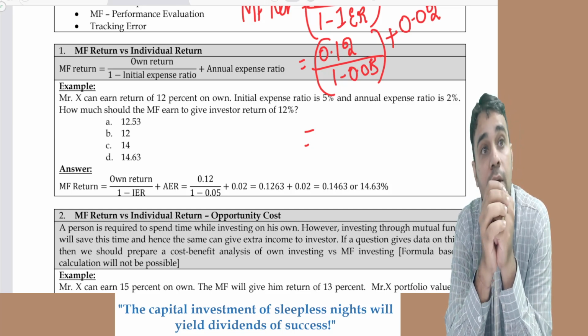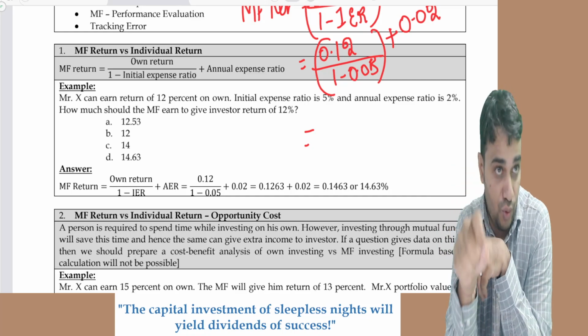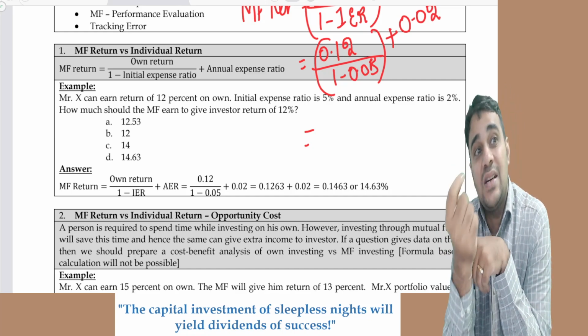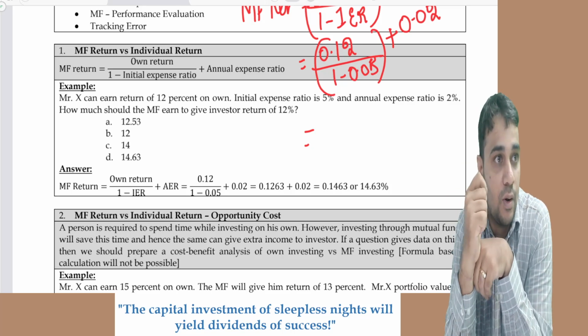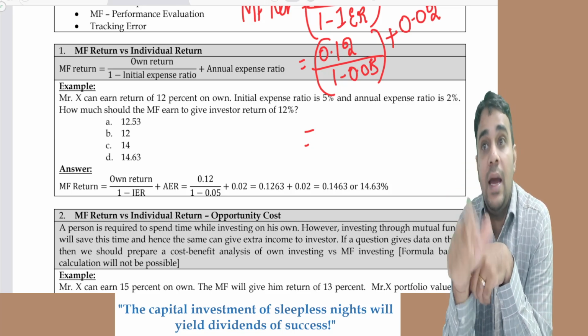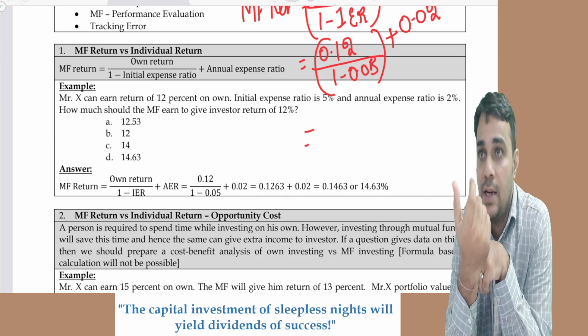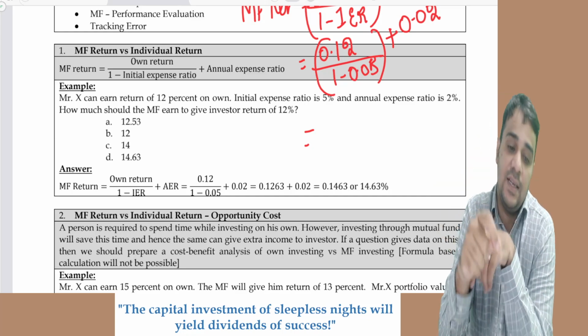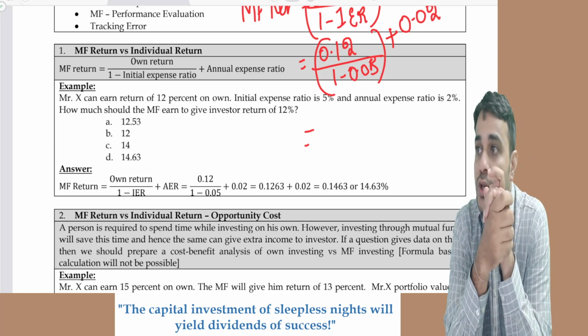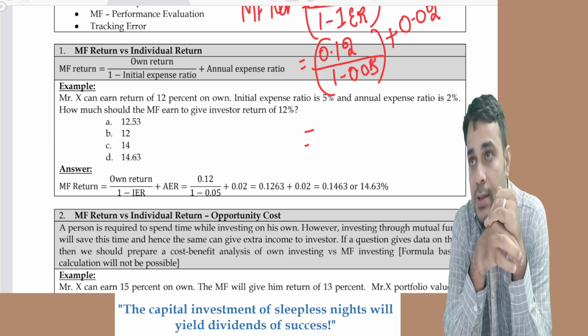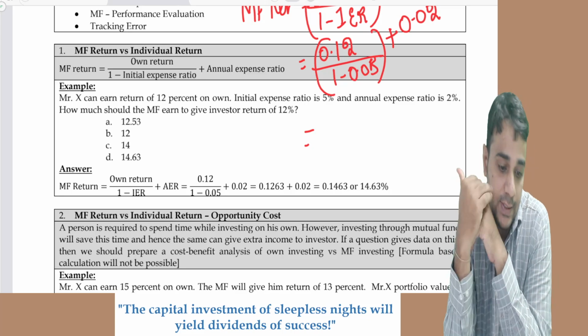So opportunity cost is this: when you do investment on your own, there is an extra cost you incur. What is the extra cost? Time. Your time has a value attached to it. In that scenario, the formula will not work. Then what should I do? I should do cost benefit analysis. How to do cost benefit analysis? Let's see in example 2.